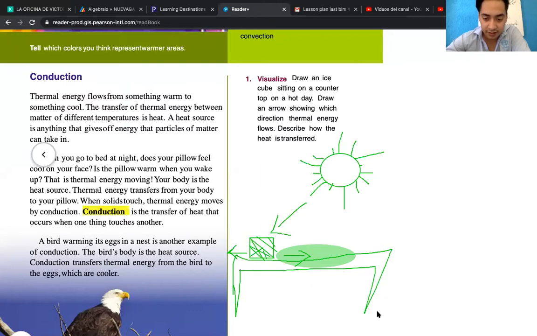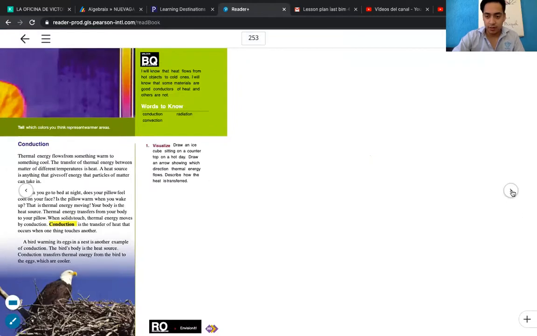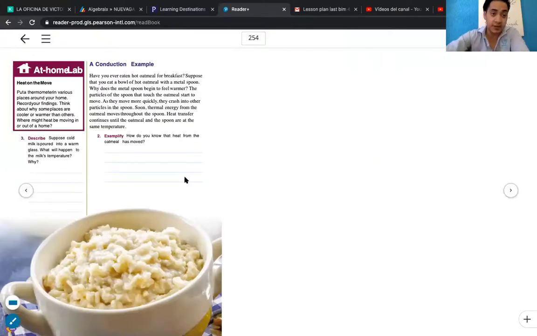So I'm going to raise this now, and we're going to go to the next page, okay? Now I'm going to call people to read again. Conduction examples. Okay, who wants to read?